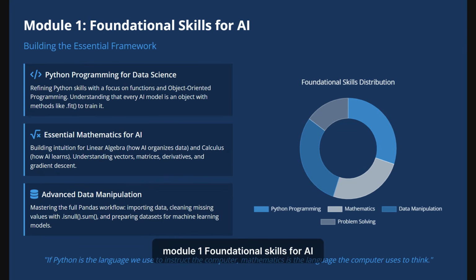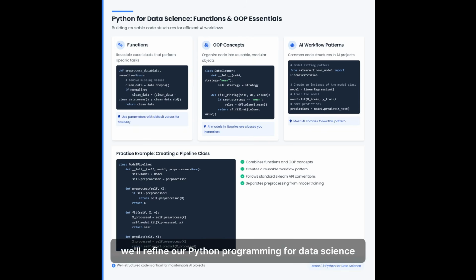Module 1, Foundational Skills for AI. Welcome to Module 1. You've built the foundation. Now we formalize it in the context of real AI projects. In Lesson 1.1, we'll refine our Python programming for data science.